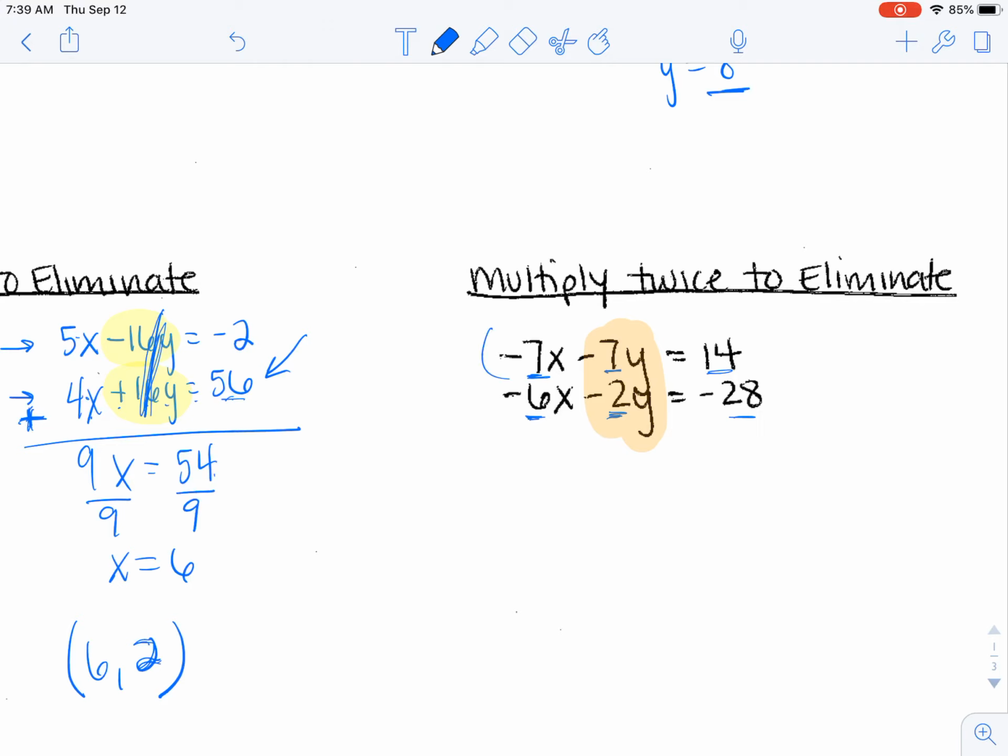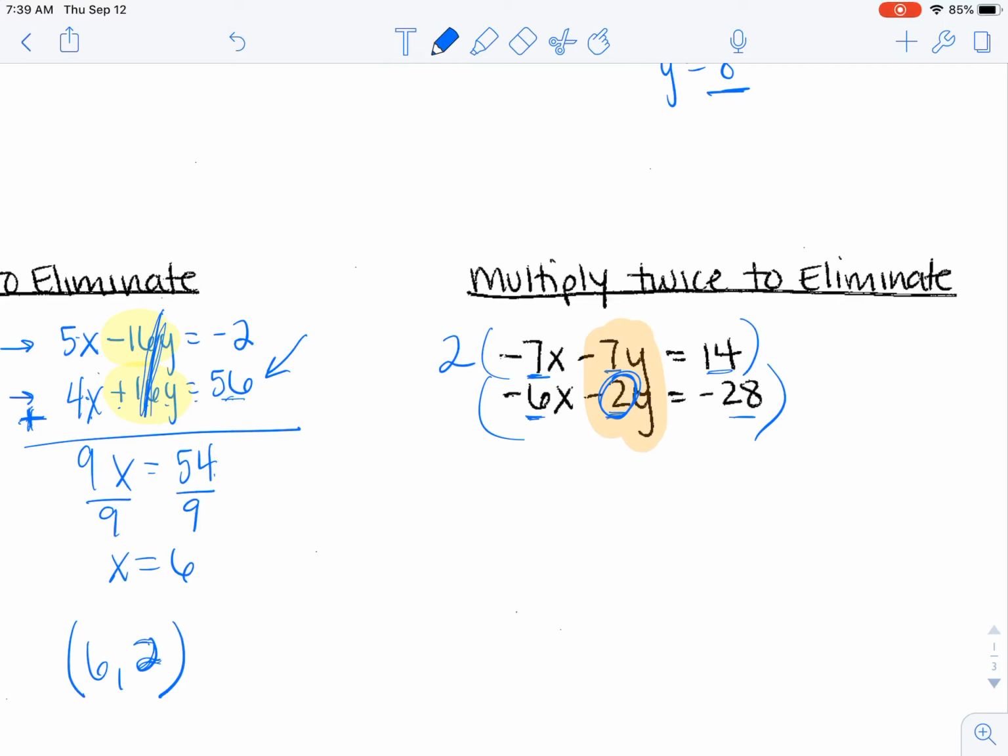When I eliminate y, I notice that they're both negative. So I like to add to eliminate, and in order to add to eliminate, you have to have one positive and one negative. So I'm going to multiply the top equation by a positive 2. Basically I chose this right here, and I'm going to multiply the top equation by that number.